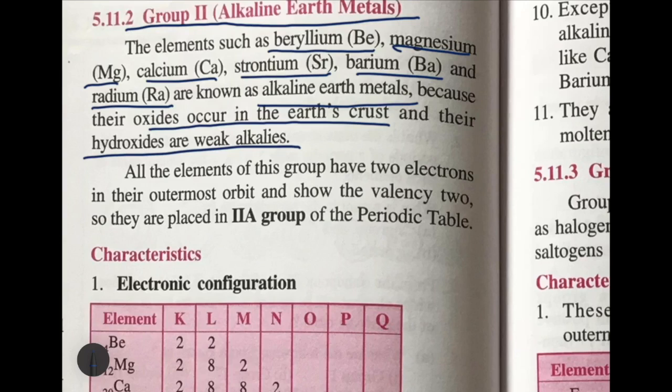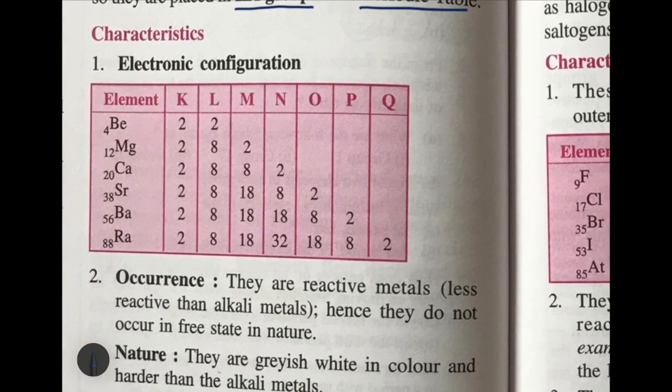Now all the elements in this group have two electrons in their outermost orbit, and if they have two electrons they can easily give away the two electrons. So what will their valency be? You know that valency will be 2. So they are placed in group 2A of the periodic table. Coming to the characteristics, I already told you, if you look at the electronic configuration of all the elements, beryllium 2, so the last orbit has 2 electrons.